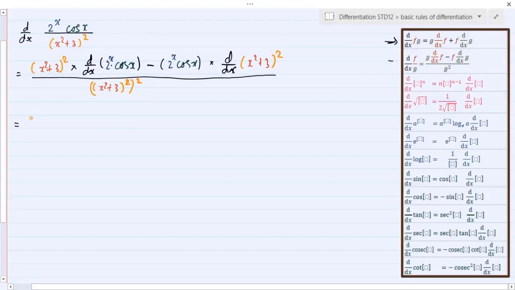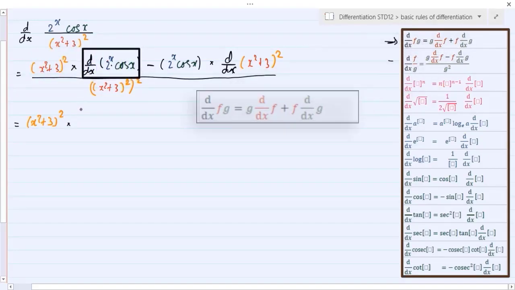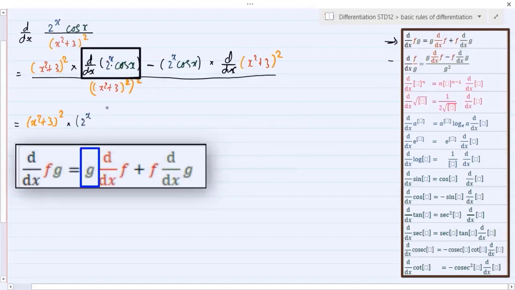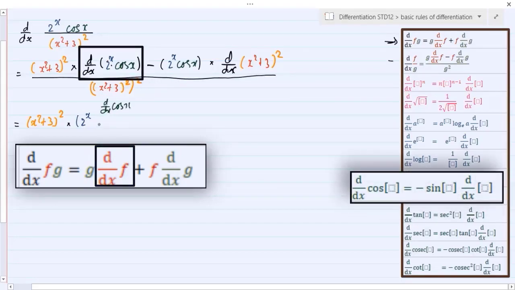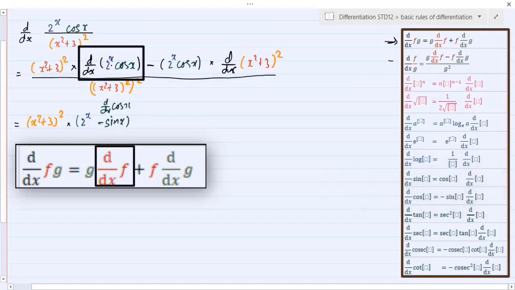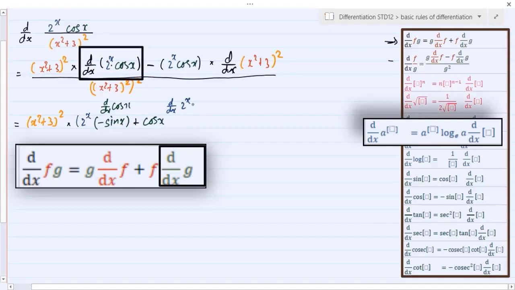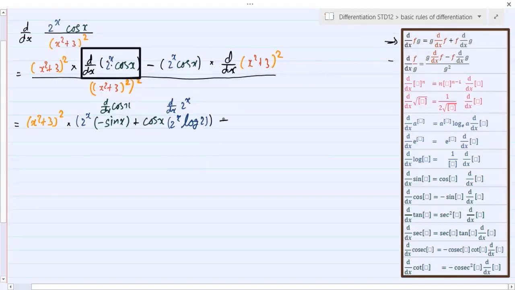Now let's try to simplify. Your x square plus 3 the whole square will be as it is. To differentiate 2 raised to x into cos x, we should apply the multiplication rule. So let's say your 2 raised to x is as it is. You have to multiply the differentiation of cos x, which is minus sin x, plus in the second term your cos x will be as it is. We have to multiply the differentiation of 2 raised to x, which is 2 raised to x log 2, minus in the second term your 2 raised to x cos x will be as it is.